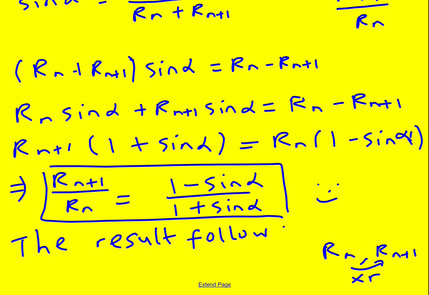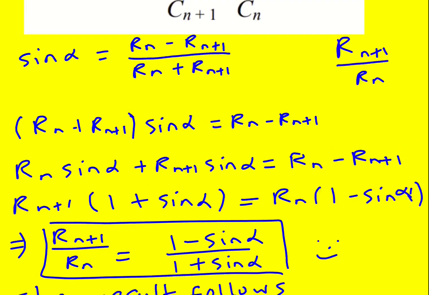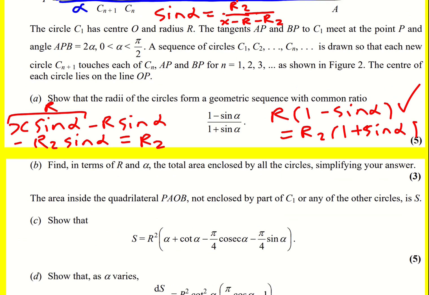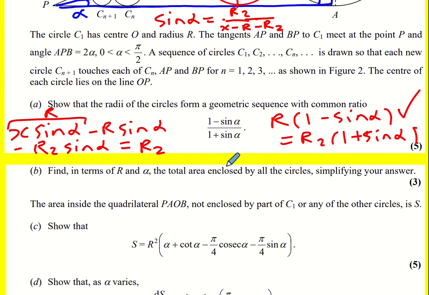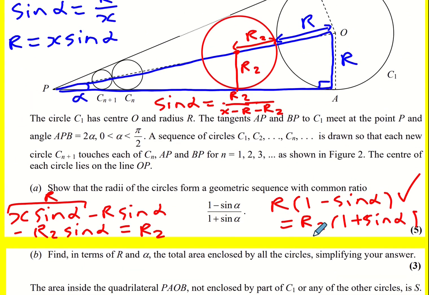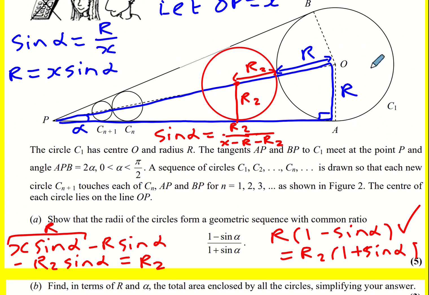Okay, well done if you managed to figure that out especially in a short space of time, because I think it needs quite a lot of playing around with it. Looking at the next part, we're asked to find, in terms of R and alpha, the total area enclosed by all the circles, simplifying your answer. So this area plus this area and so on. And there's actually an infinite number of circles. So we've got this infinite geometric series to add, essentially.